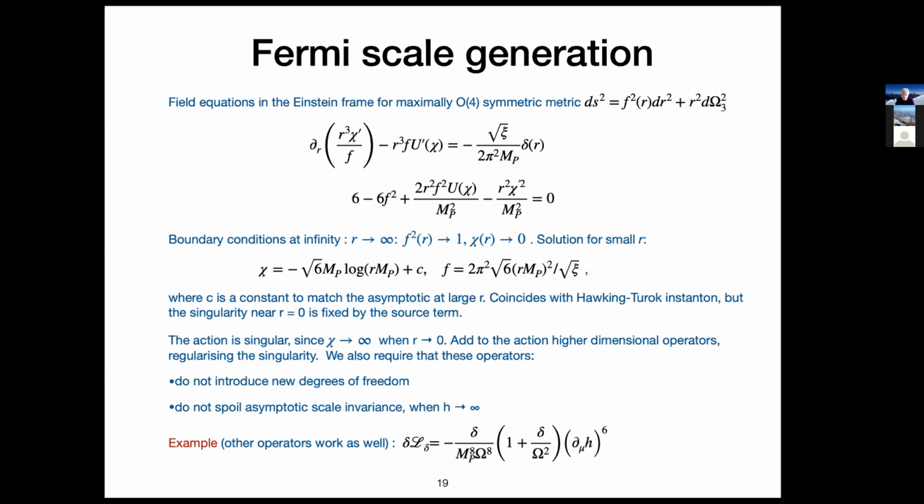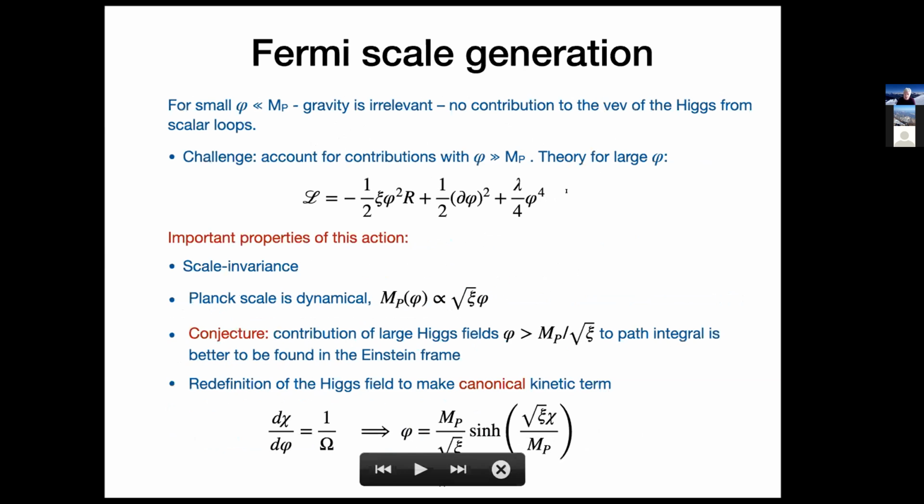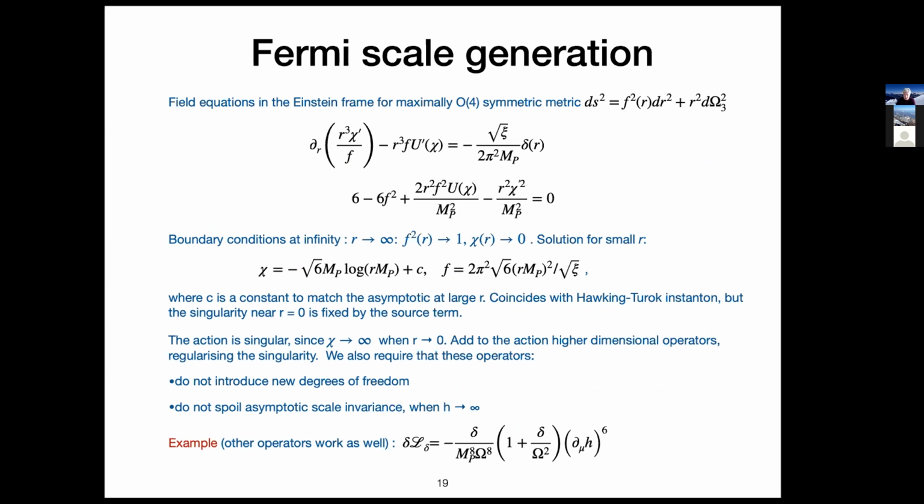Singularity should be smoothed, and a way to smooth these singularities is to have this action with the addition of higher dimensional operators. These higher dimensional operators should be there, and there could be many of them. So we have picked an operator which doesn't introduce new degrees of freedom. It doesn't spoil scale invariance when the scalar field is large. This operator includes a higher derivative of the scalar field. You could also have this derivative to the fourth power, but then you may be in conflict with the positivity requirements. So this is a safe operator to add.